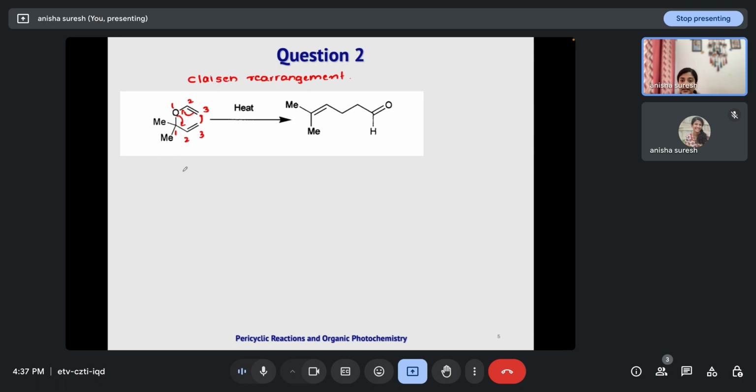So what is happening here? This bond is getting broken. So this Me Me will be here. A double bond will be forming here. Then a CH2. This CH2. After that again one CH2.